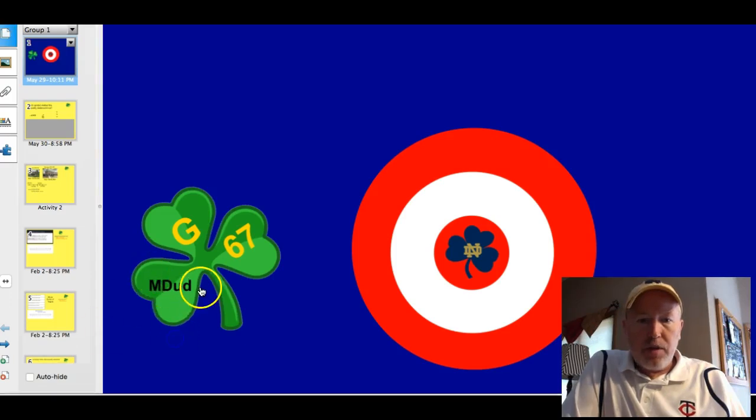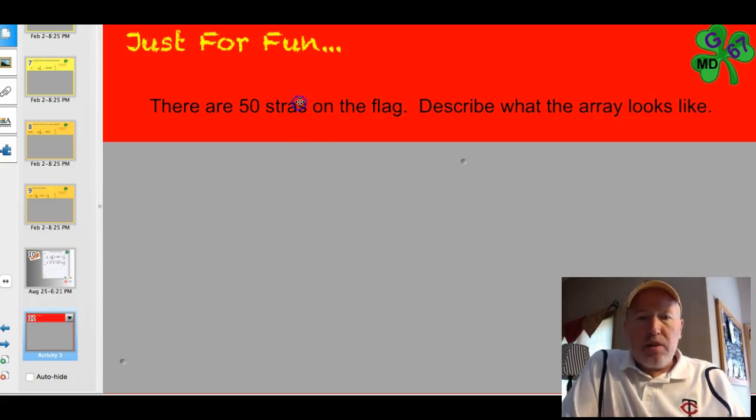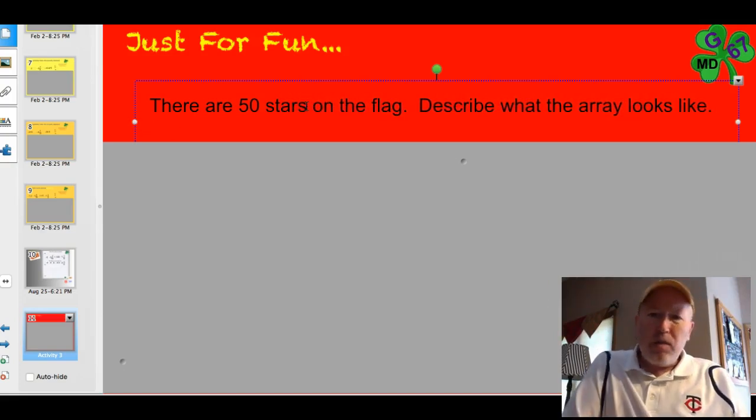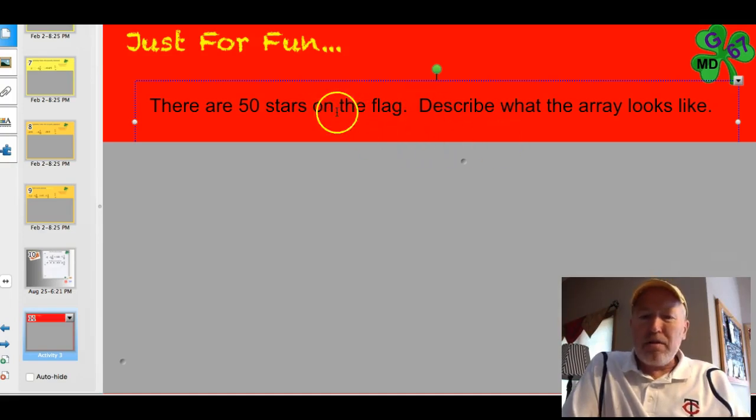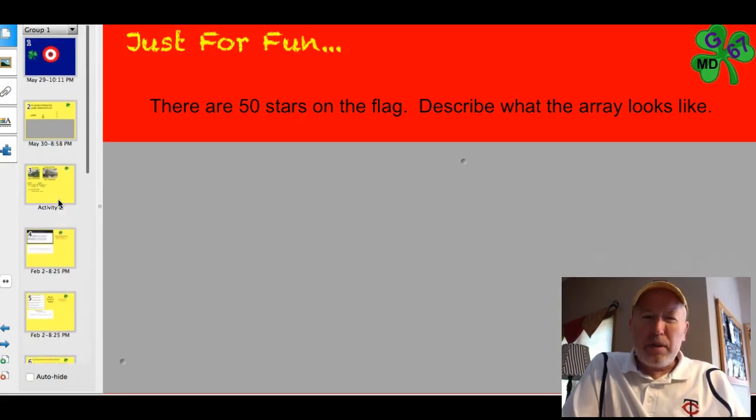Let's start off with something fun though. Our trivia question of the day: we've been looking at this our entire life, and you know that there are 50 stars on the American flag, but can you tell me what the array looks like? In other words, what's the pattern of stars? Interesting. I thought I knew, and I was right, but I learned a lot. I'll share that with you when we're done.